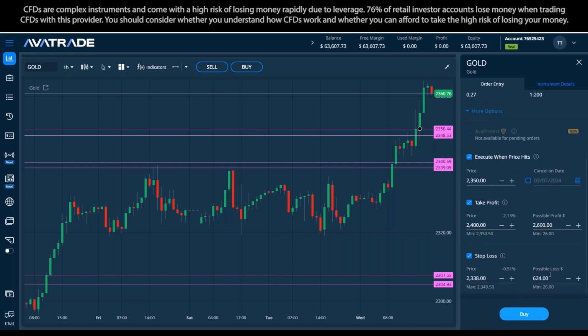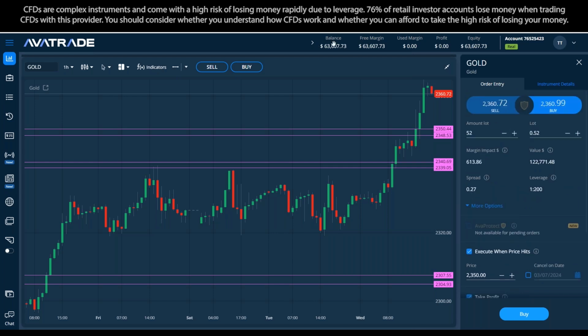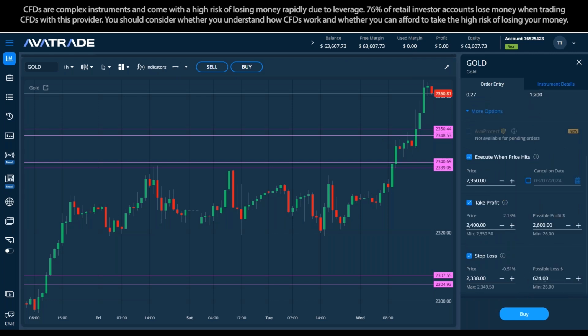with this move. 624 possible loss, balance a little over 63,000. And so that's a little less than 1% risk on my balance. And my potential profit is over that. About 4 point something times over that. So over 4% potential profit, risking less than 1% with this move.